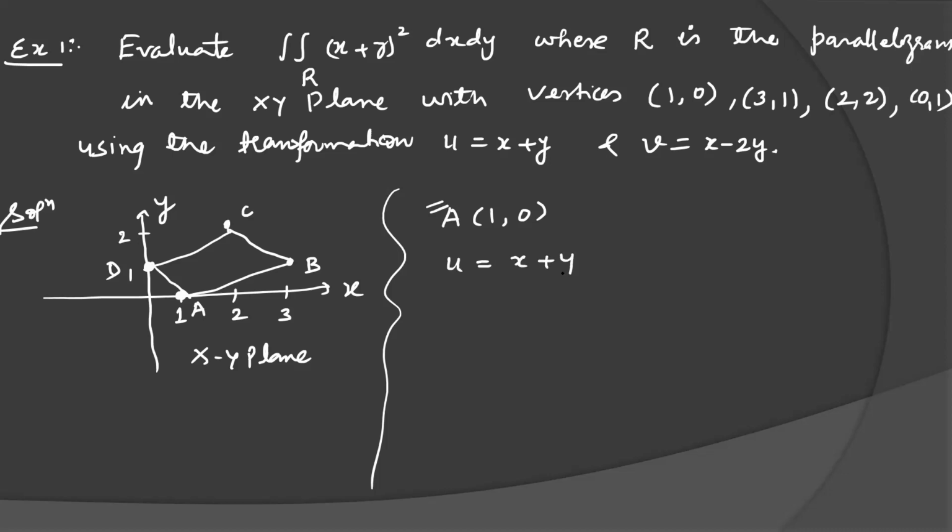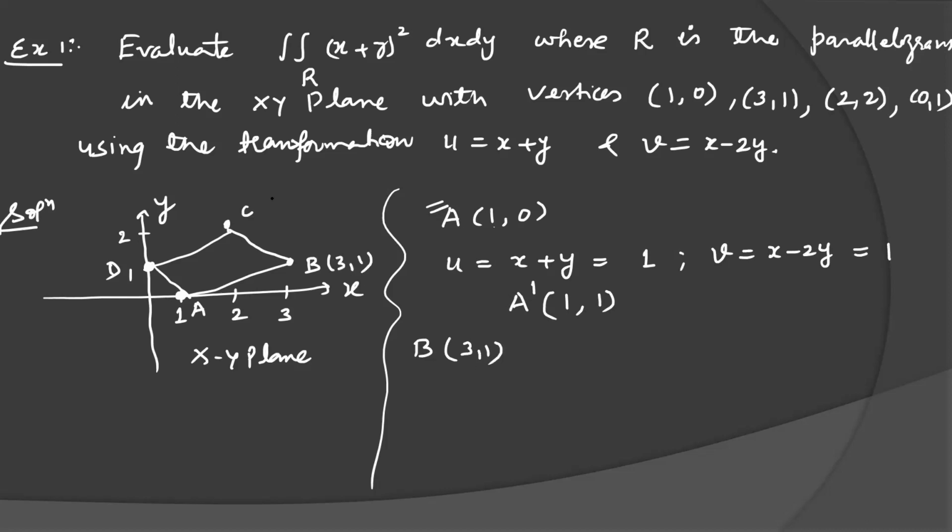U is equal to X plus Y. So here X is 1, Y is 0, so U will be 1. What is V? X minus 2Y. So X is 1, Y is 0, so it will be 1. It means you are getting a new coordinate A dash (1, 1), where U is 1 and V is 1.